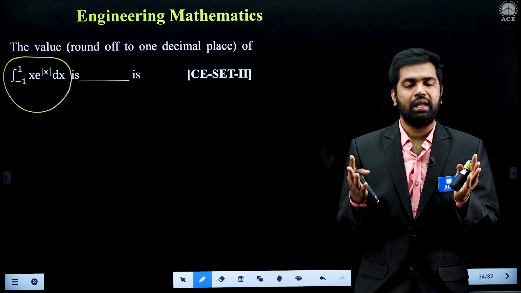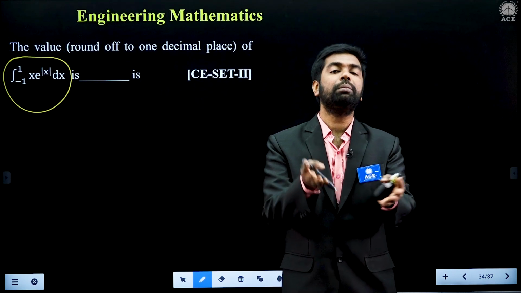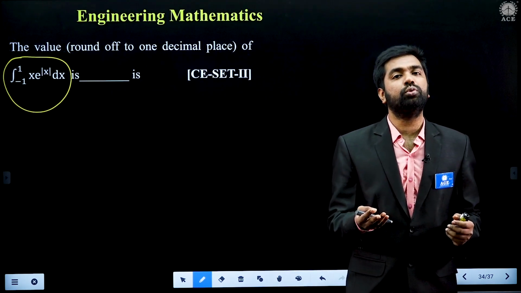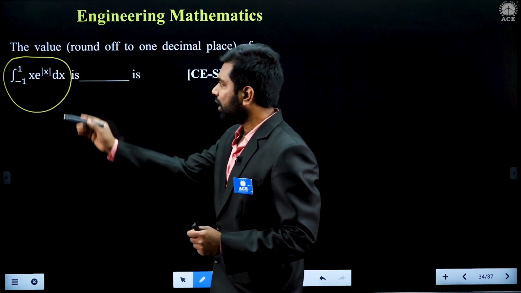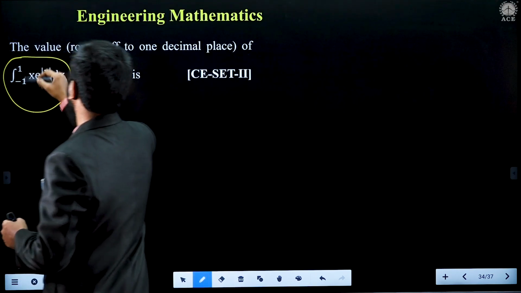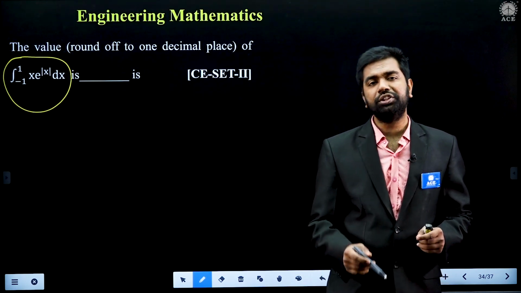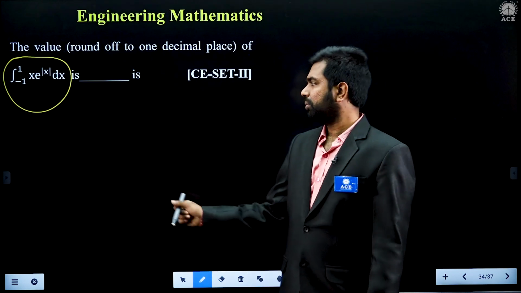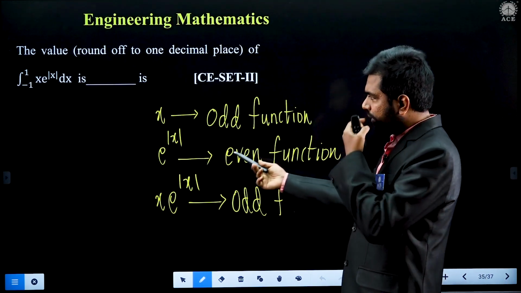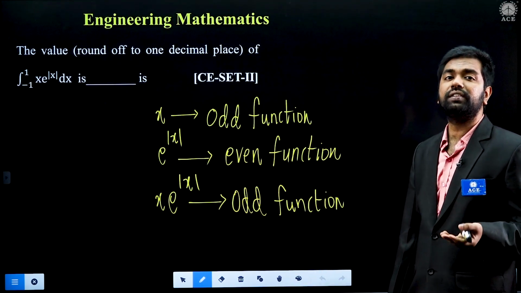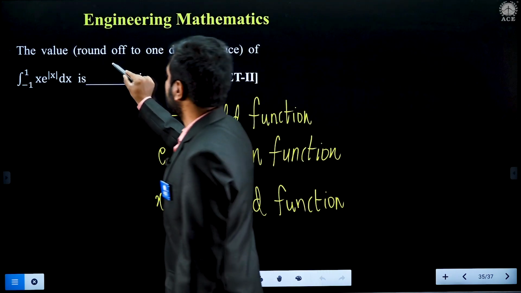For example, x square is an even function. X cube is an odd function. Go for the multiplication of these two functions. X square into x cube is x power 5, which is an odd function. Right? Now, the area under an odd function from minus 1 to 1 will always be 0. Area under an odd function from minus a to a is always 0. So because of that, this is 0. The answer for this question is 0. So like I have mentioned, x is odd, e power mod x is even. The product is again an odd function. So area under this would be what? 0.